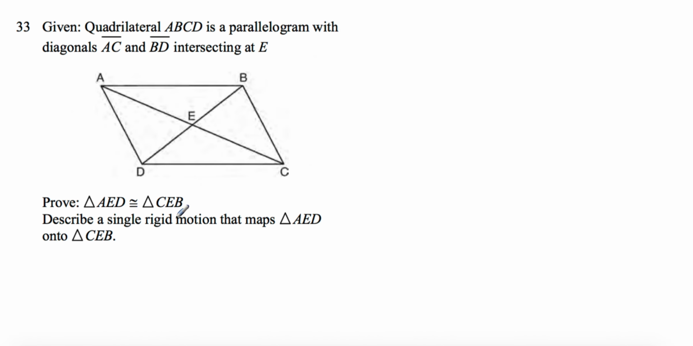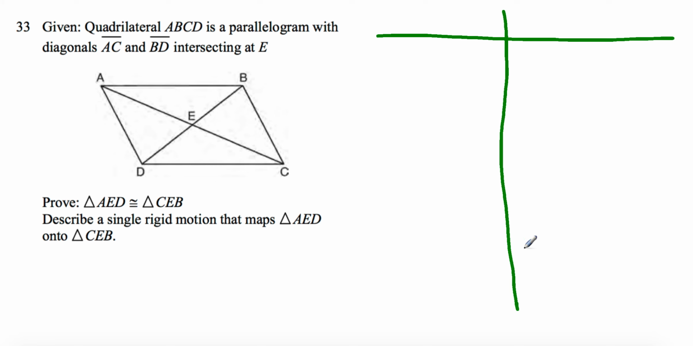All right, number 33. So let's look at this one. Quadrilateral ABCD is a parallelogram with diagonals AC and BD. We need to show that triangle AED is congruent to CEB. We have to show that those two triangles are congruent. How is it possible? So now, what we can do is, if you want me to write it up, I guess I can do that a little bit here.